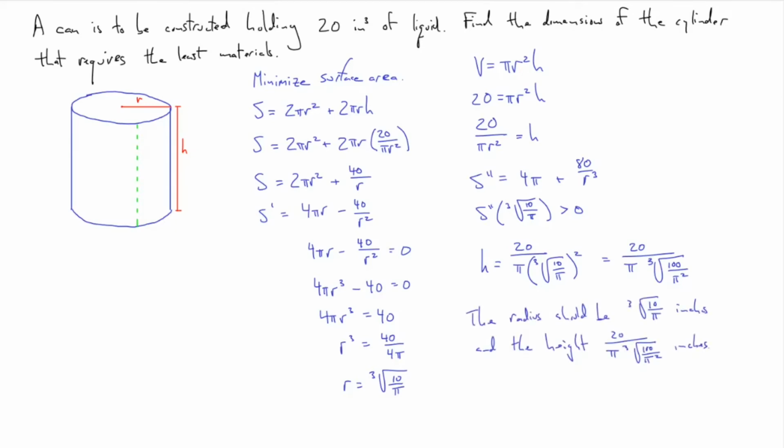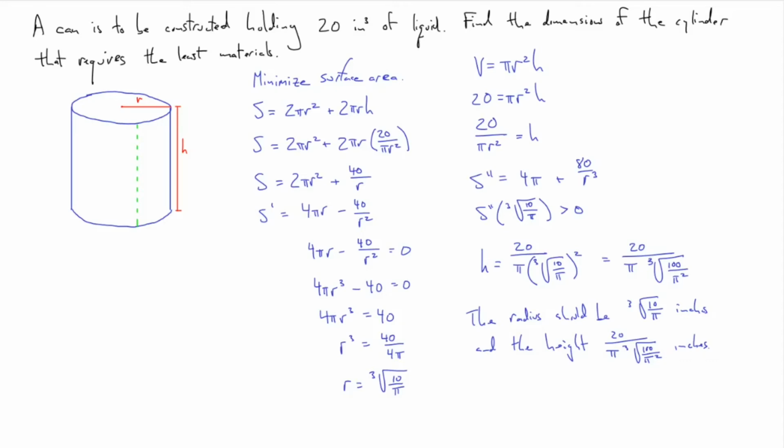And to formally answer the question, don't forget to include the units. The radius should be the cubed root of 10 over pi inches, and the height should be 20 over pi times the cubed root of 100 over pi squared inches.